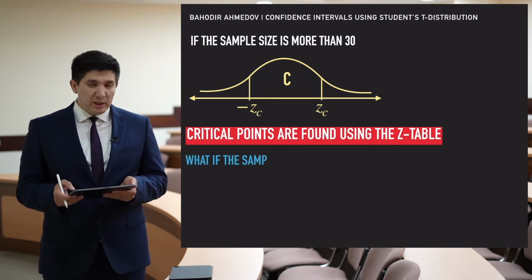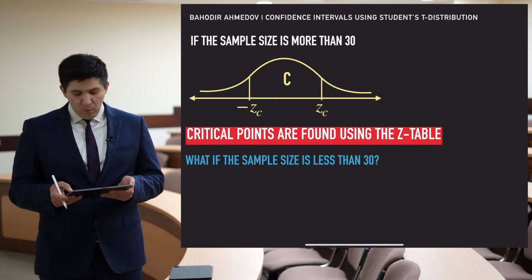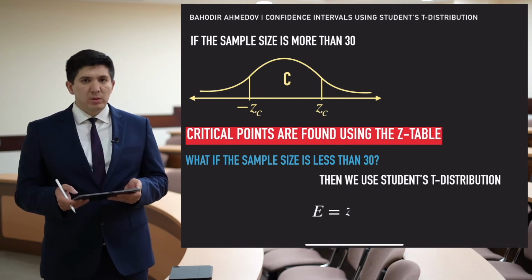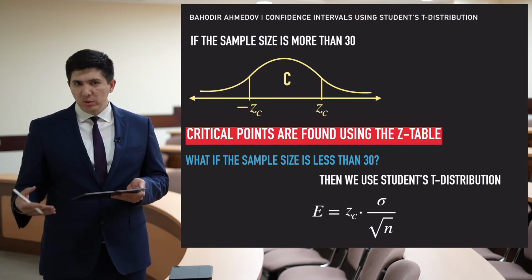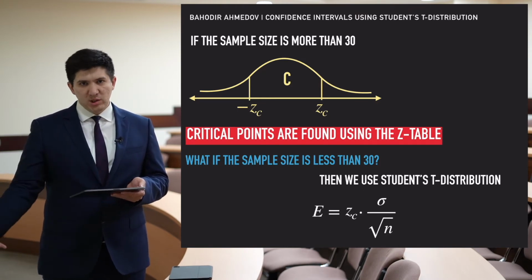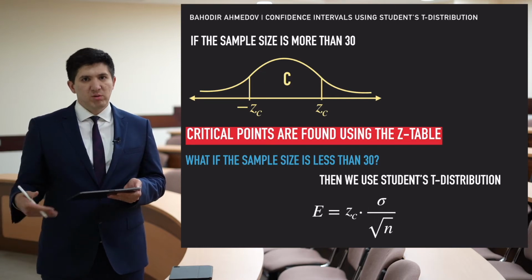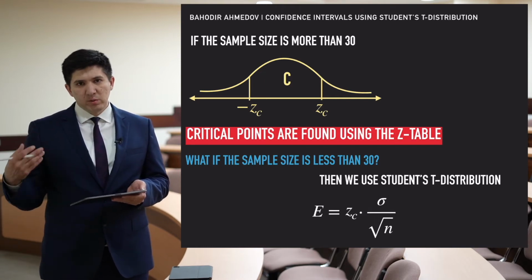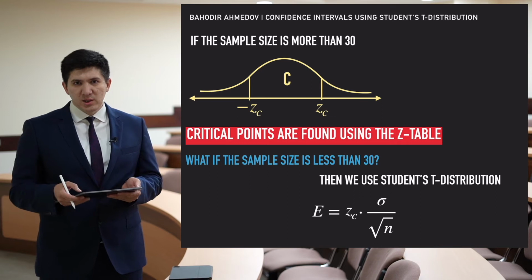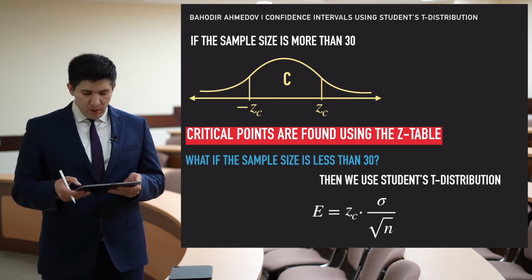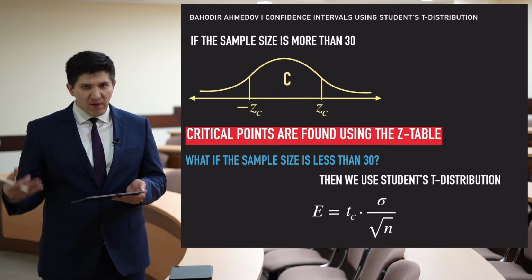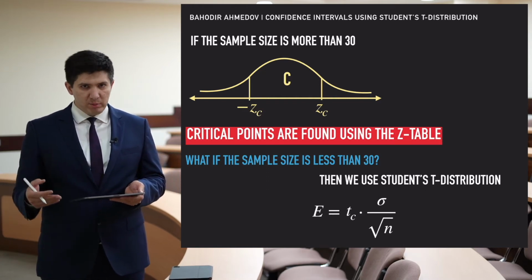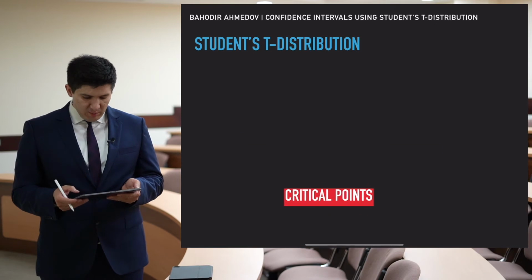But what if the sample size is less than 30? Well, in this case, we are going to use the so-called student's t-distribution table. And the only thing which is going to be changed in all of our procedures is the formula for the error margin. So instead of multiplying the critical point ZC by sigma divided by the square root of n, we are going to multiply by TC. So the critical points are going to be found from the t-tables.